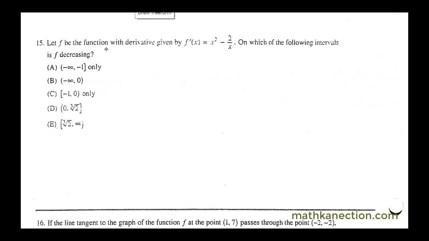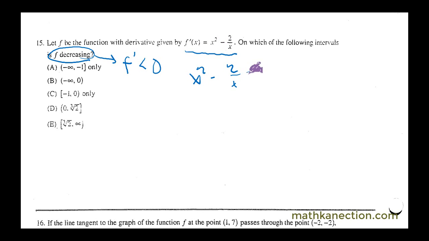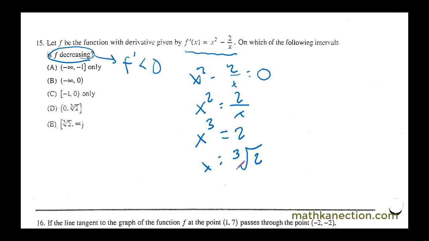For number 15, they gave us the derivative as this function, and we want to know when f is decreasing. And f is decreasing whenever f prime is going to be negative. So they've given us f prime already. I'm going to go ahead and take that and set that equal to 0 to find the critical numbers. So that'll make x squared equal to 2 over x. Multiply both sides by the x. We'll have x cubed is equal to 2. So x is equal to the cube root of 2, which is a critical number.